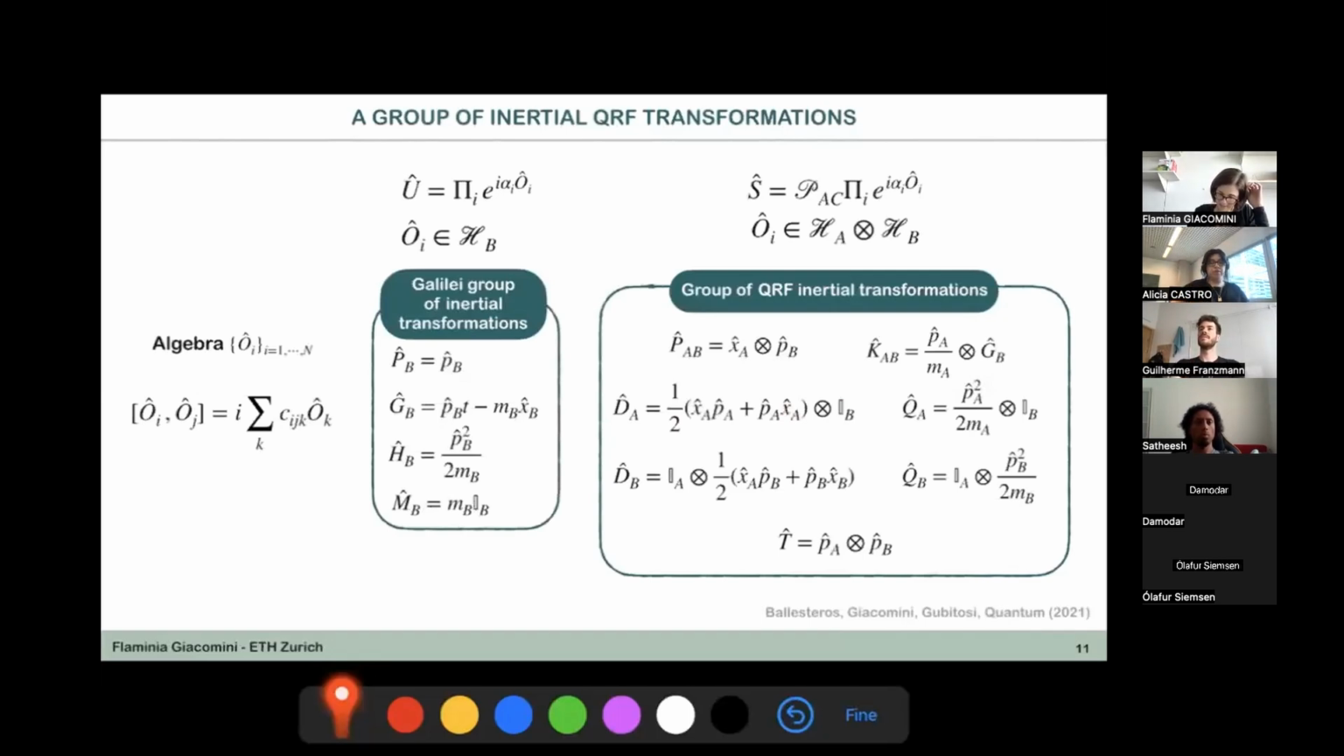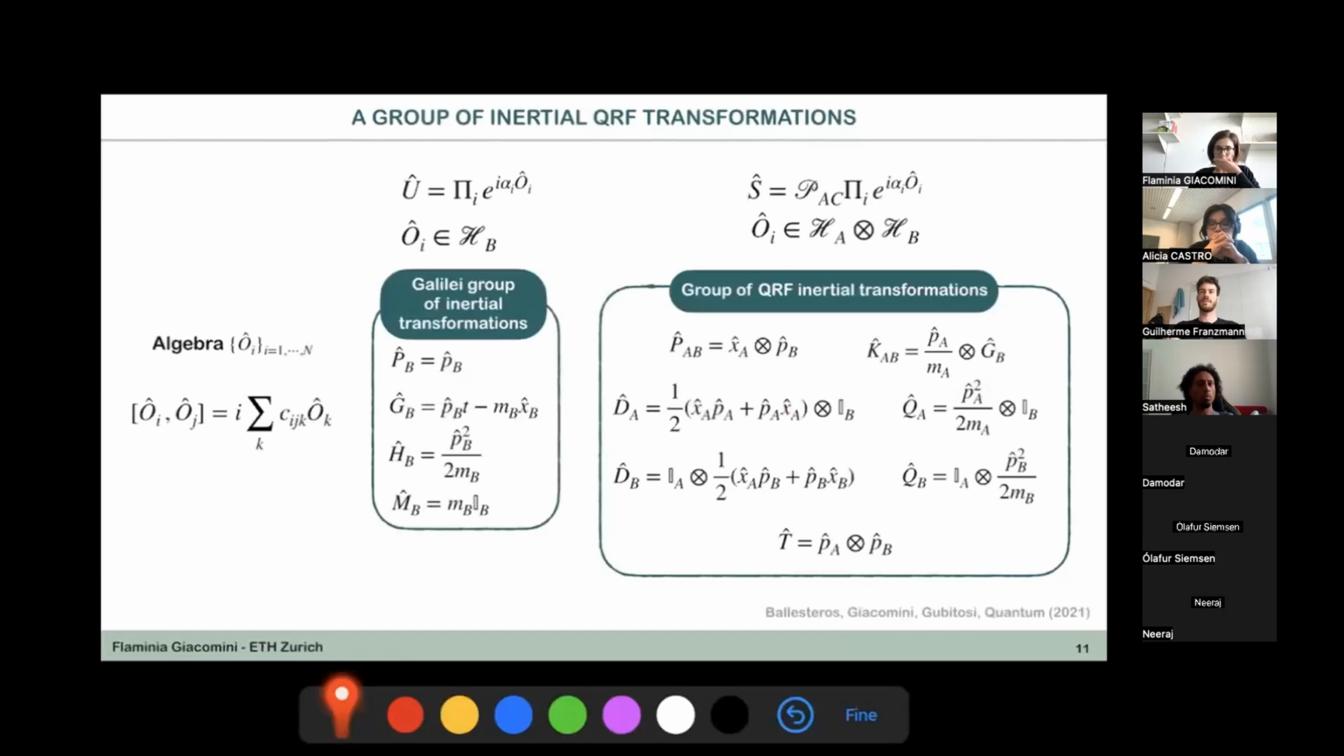And then we have this additional one, this PA tensor PB, that is more obscure, but actually you can see that. One important thing that we would like to preserve is that this quantum reference frame transformation has to be democratic. So we want to treat the quantum reference frame A and the quantum system B on equal footing. So we want to be able to swap the role of the quantum reference frame and the quantum system.